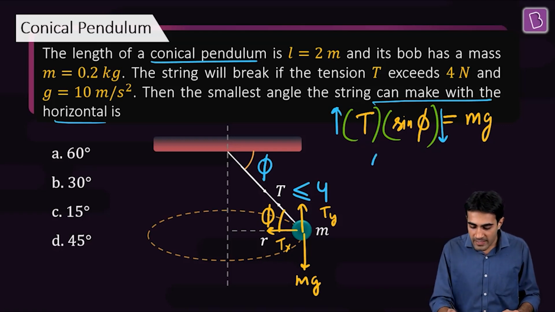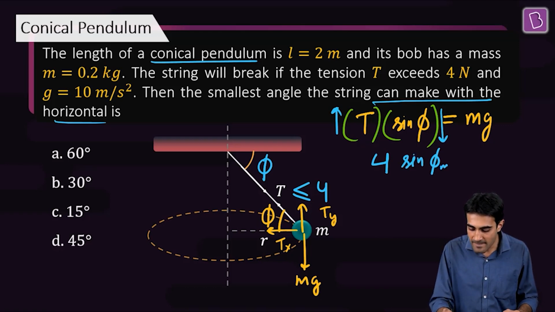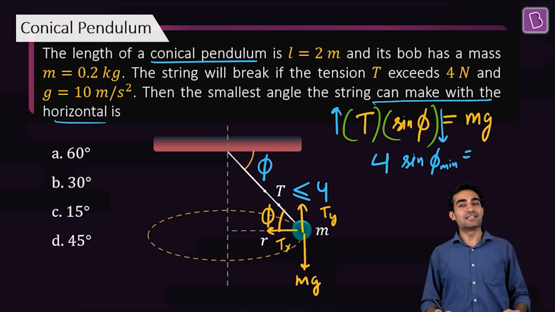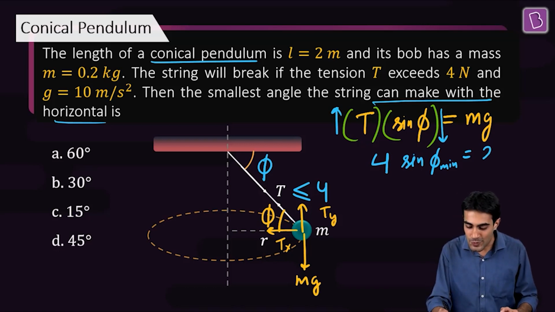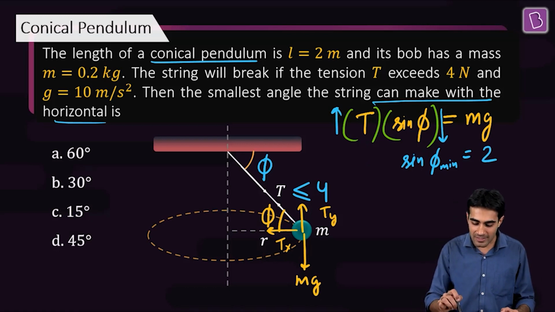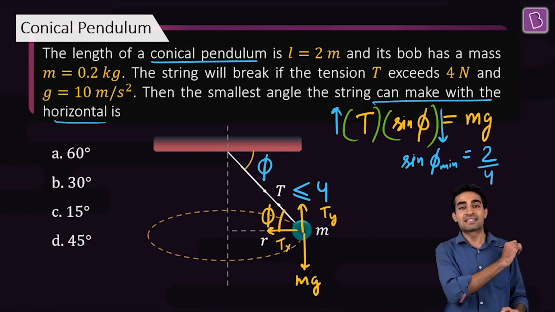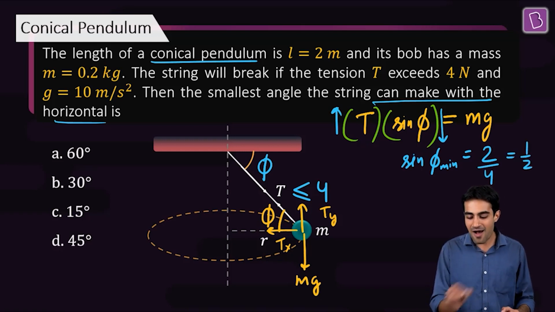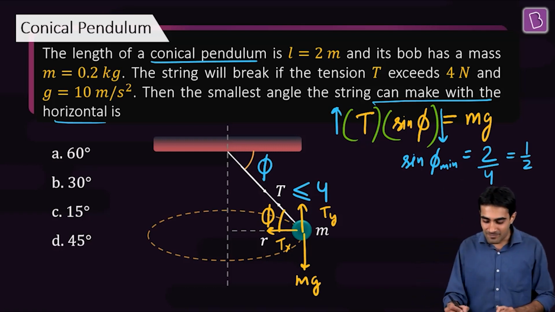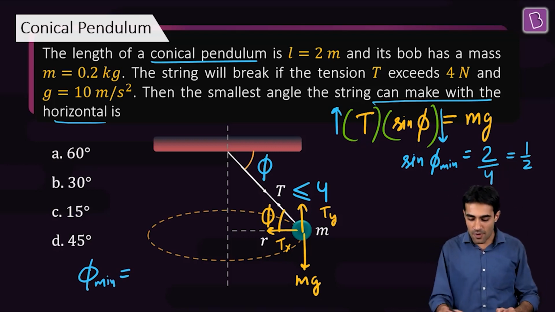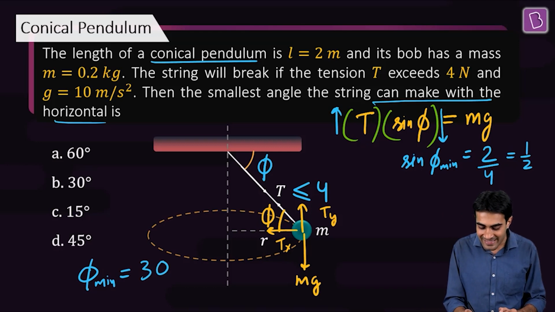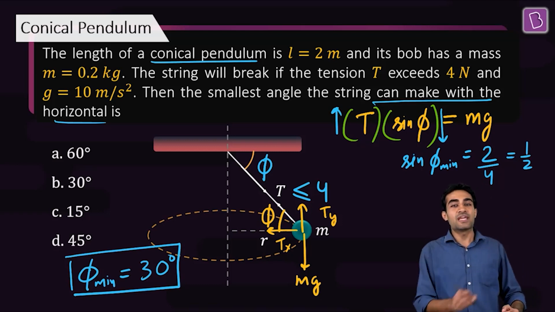Now, if we place tension as 4 and we have sine phi minimum, this is equal to mg. What is mass? Mass is 0.2, g is 10. So mg becomes 2. Now let's take 4 to the other side. So we have 2 by 4 as sine phi. This is equal to half. Now tell me the minimum possible value of phi. The minimum possible value of phi is coming out to be 30 degrees. Alright. Now we get phi minimum to be 30 degrees.